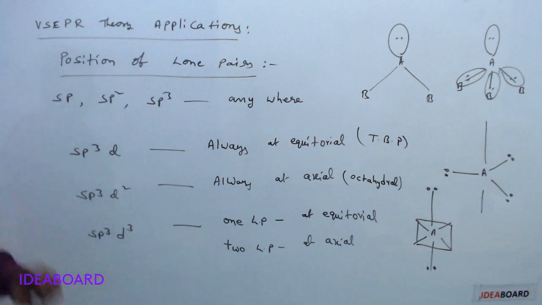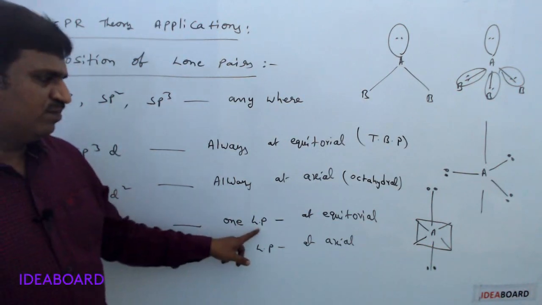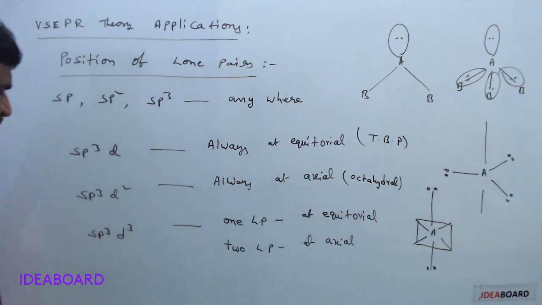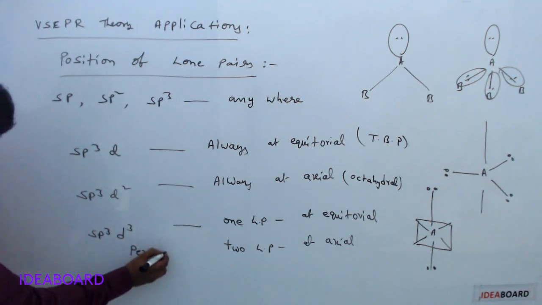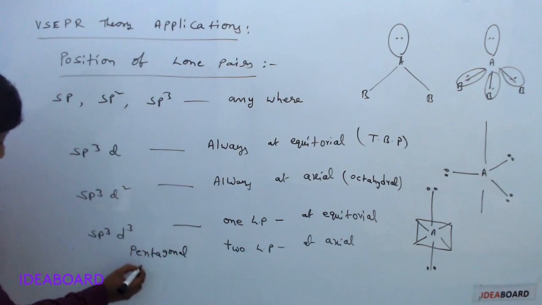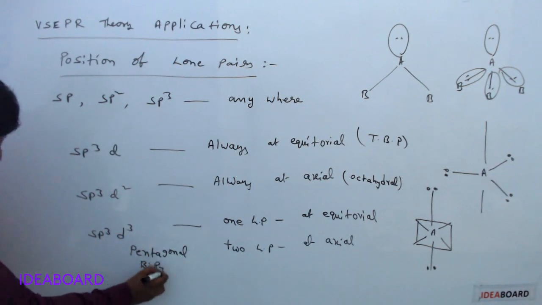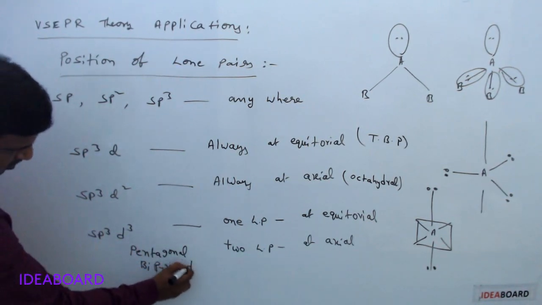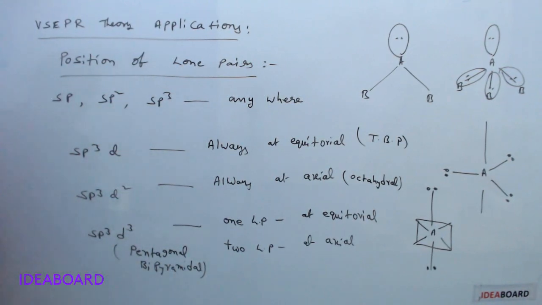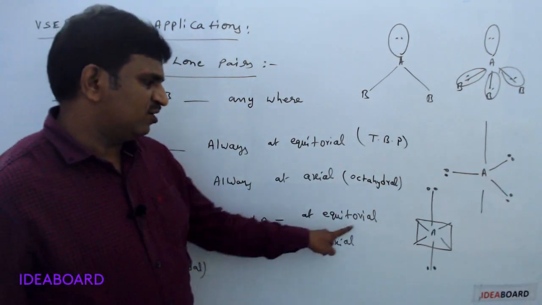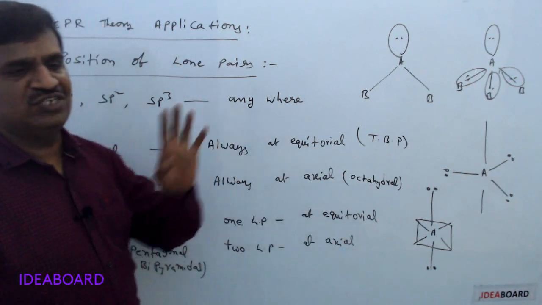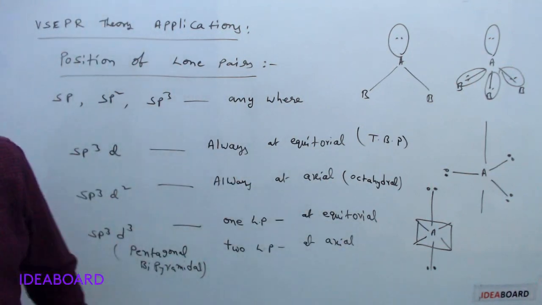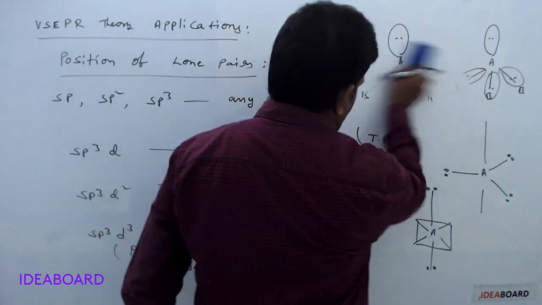And if it is sp3d3, if there is one lone pair, then it is at an equatorial position. sp3d3 means it is pentagonal bipyramidal. In the pentagonal bipyramidal, if one lone pair is present, then it occupies equatorial. If two are present, they occupy axial positions. And for this, I will give the shape.